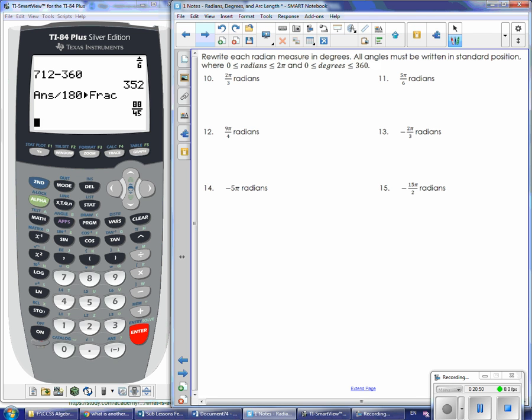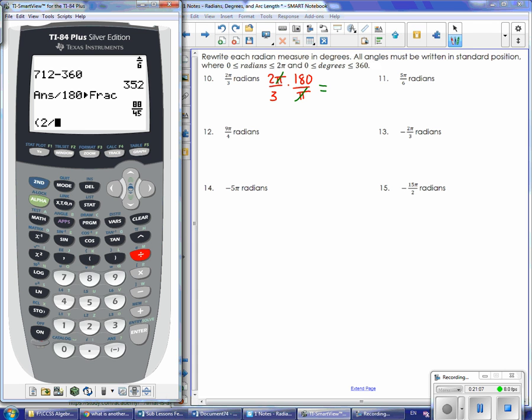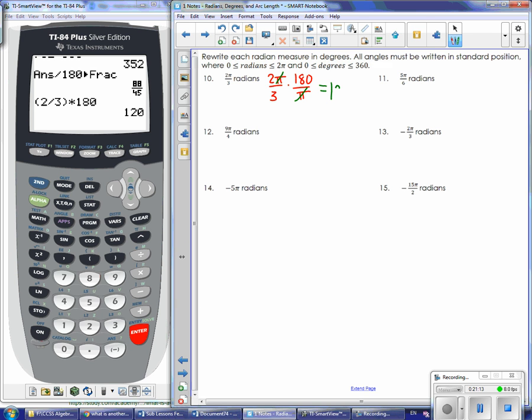So if I'm starting off with 2 pi over 3, this is the one where I'm going to be multiplying by 180 over pi. And when I do that, my pi's now will cancel. And I've got 2/3 times 180. I can actually just do that right on my calculator. 2/3 times 180. And I get 120. And now when I write 120, I'm going to use the degree symbol.